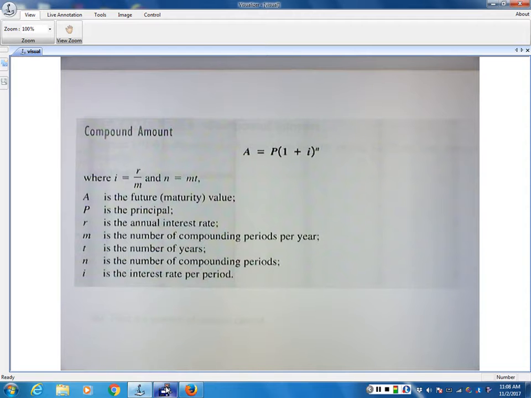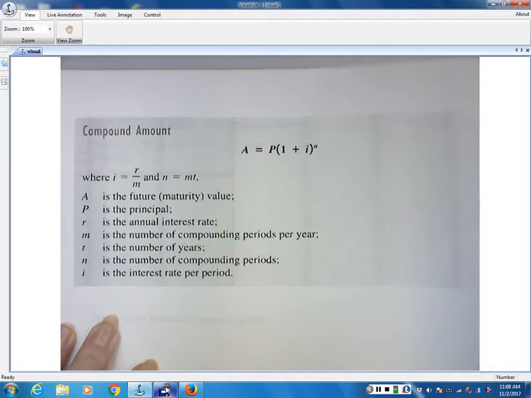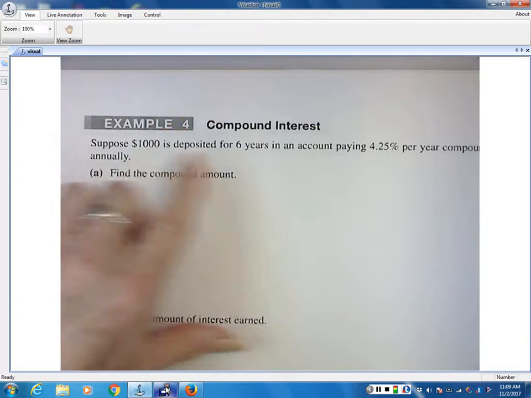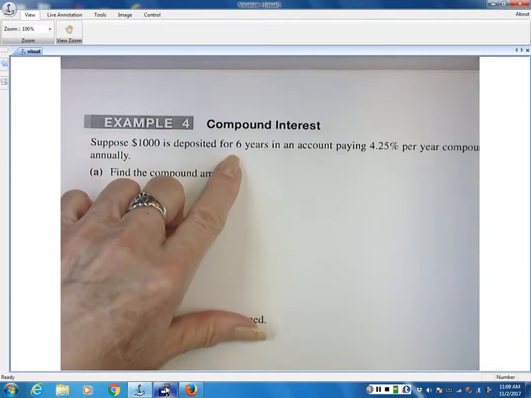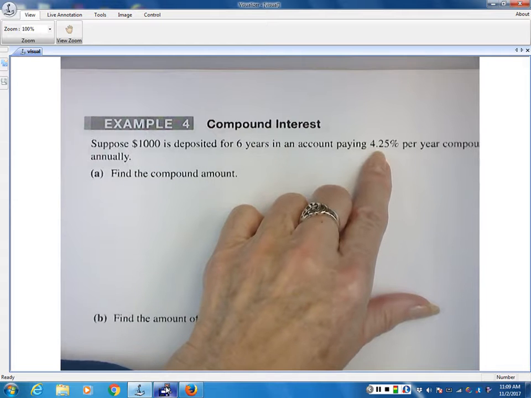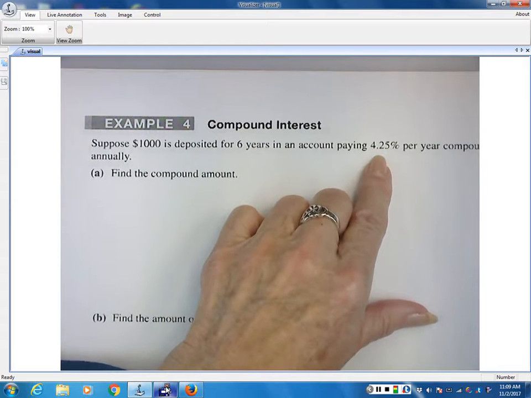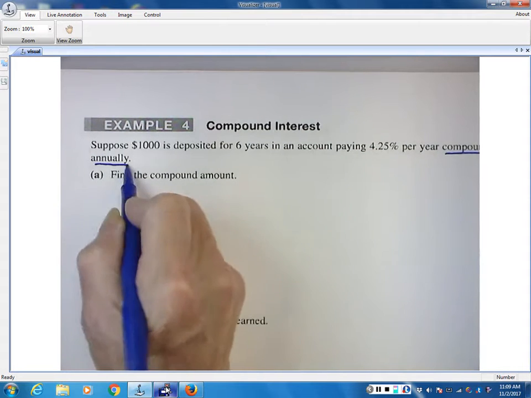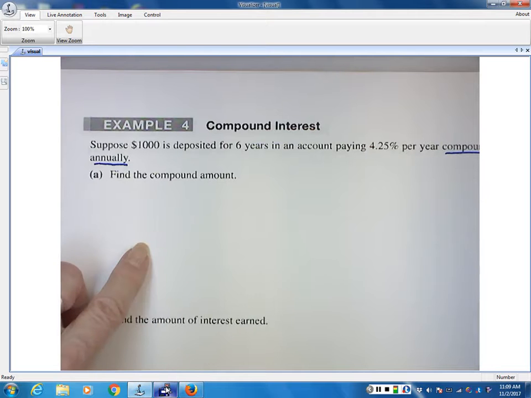And the best way to see these is to actually work it out with an example. So we're going to go from here to an example. It says, suppose that $1,000 is deposited for 6 years in an account that pays 4.25% per year, but it's going to be compounded annually. Compounded annually means once a year.